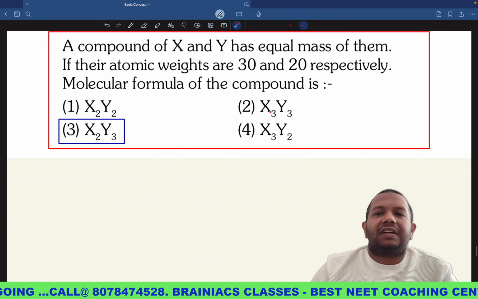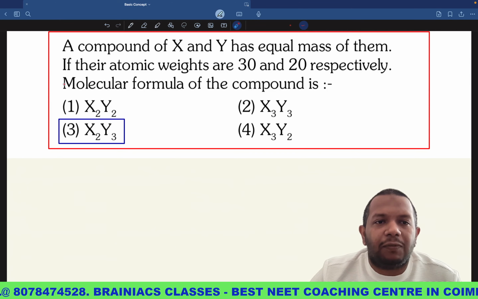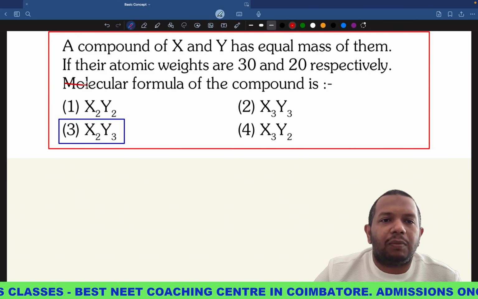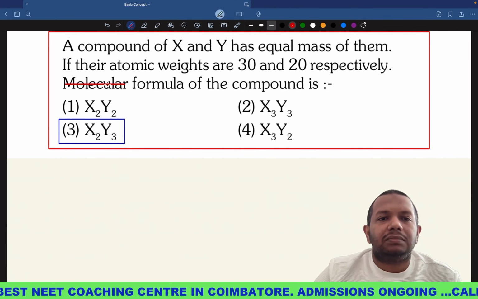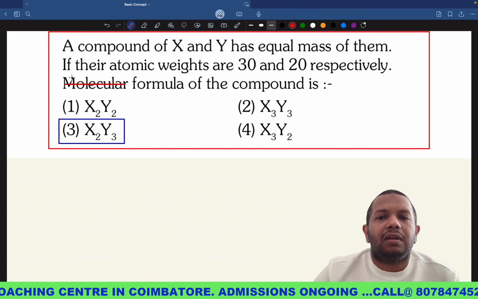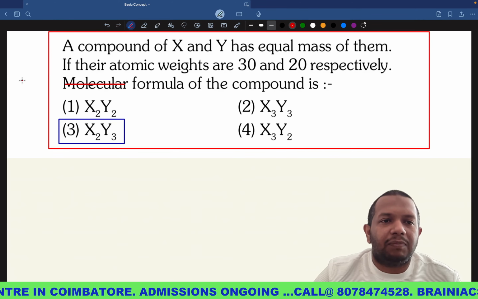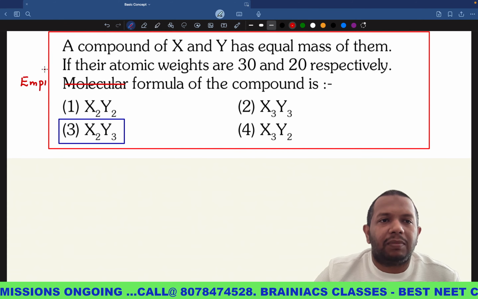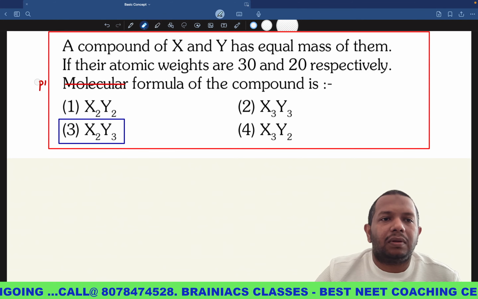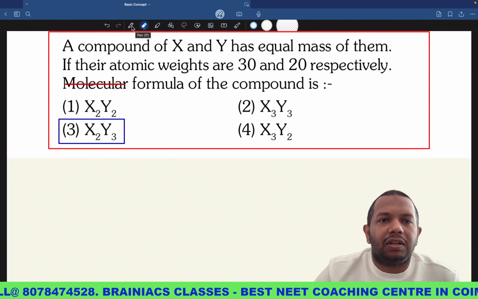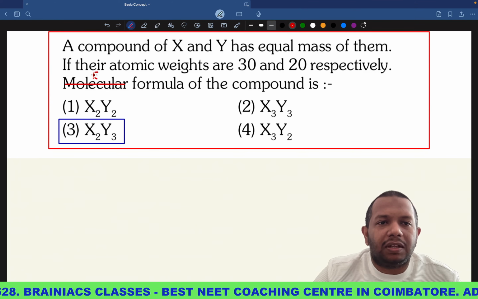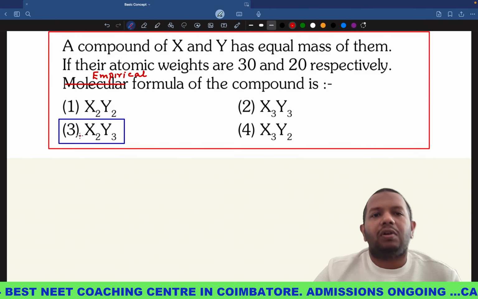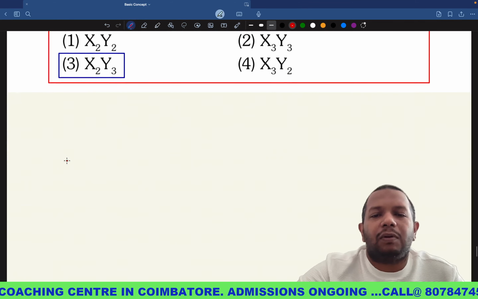Okay, so please correct this question. It is the empirical formula you need to calculate. It is not the molecular formula. The empirical formula we need to calculate. Okay, so we are correcting it because it is the first question we are doing. So we will convert this to empirical formula. I will also teach you how to calculate the molecular formula, don't worry. This is the empirical formula we are calculating.